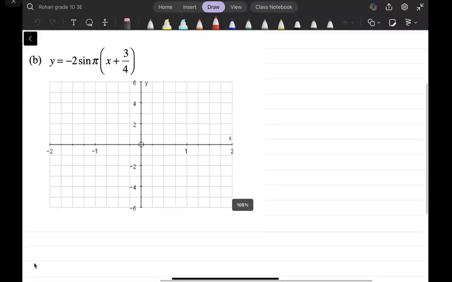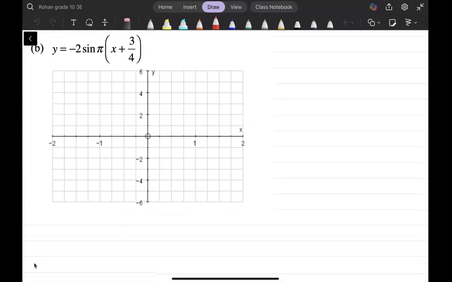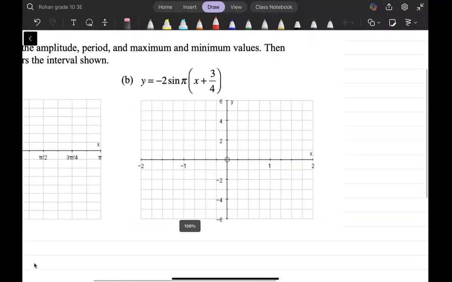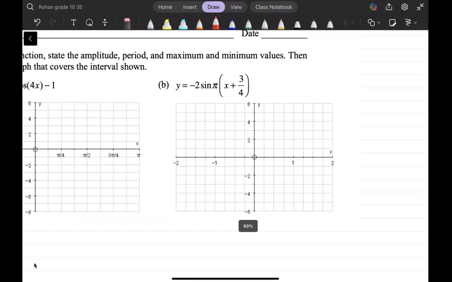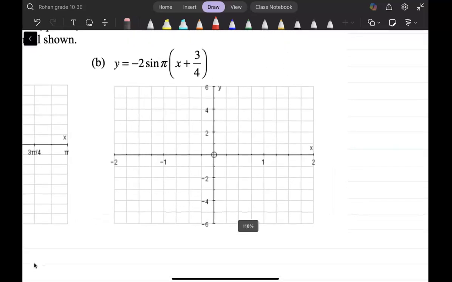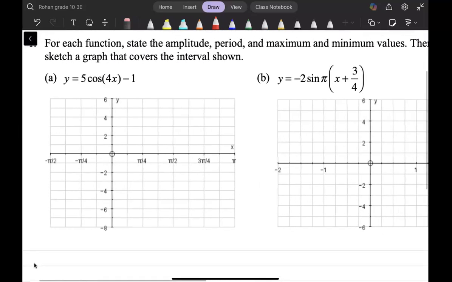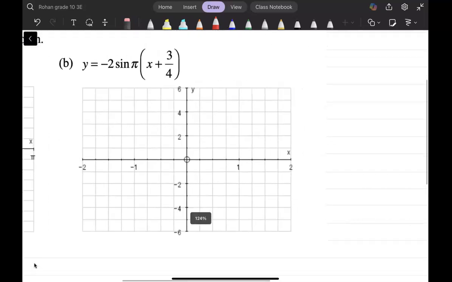So what you are supposed to do in this case is, you have to sketch this without calculator. Correct? For each of the functions, state the amplitude, period, maximum, minimum value, then sketch a graph that covers the interval shown. There's no interval shown, it's only this much. Okay, so you want to do both or one? I did the first one. First, the second one. Yeah.